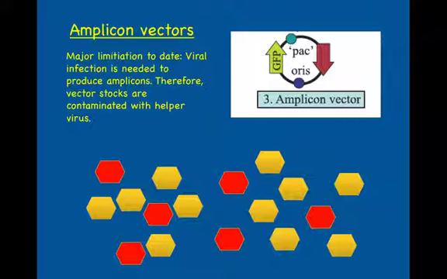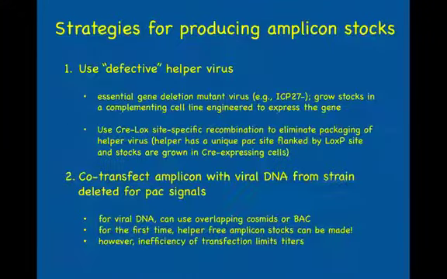So let's just arbitrarily say orange represents the helper virus and yellow is just Amplicon vectors. And so how do you sort these? How do you separate them? Because these are identical, it's just the genome inside of them that's different. And if you can figure it out, you've got a nice paper waiting for you somewhere in the science community. So strategies for doing this is the defective helper virus I was talking about.